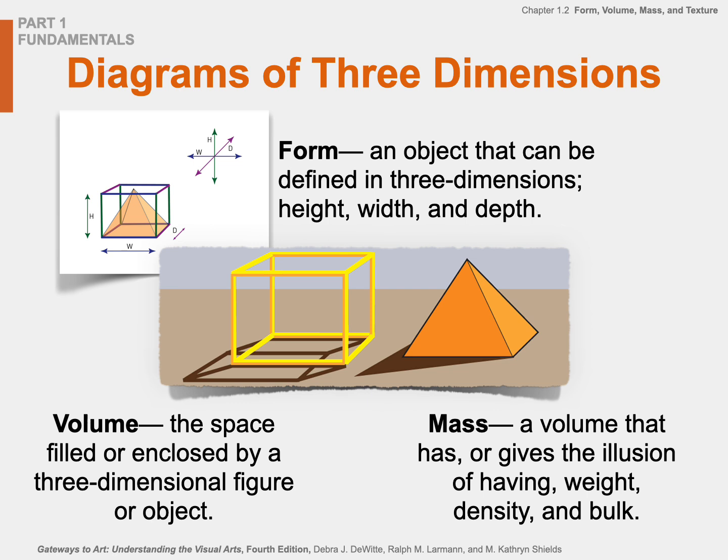Now how are those forms different? We use the terms volume and mass to describe the differences, because the hollow cube and the solid pyramid have very different mass to volume ratios. Volume is the space filled or enclosed by a three-dimensional figure or object. Both the hollow cube and the solid pyramid have volume. They take up space. Now mass is a volume that has or gives the illusion of having weight, density, and bulk. So which one of these two objects has more mass? Hopefully you can correctly identify the solid pyramid as having more visual mass because of its apparent solidity, and then the hollow cube is seen to have more volume and less mass because it is depicted as hollow, empty of material.